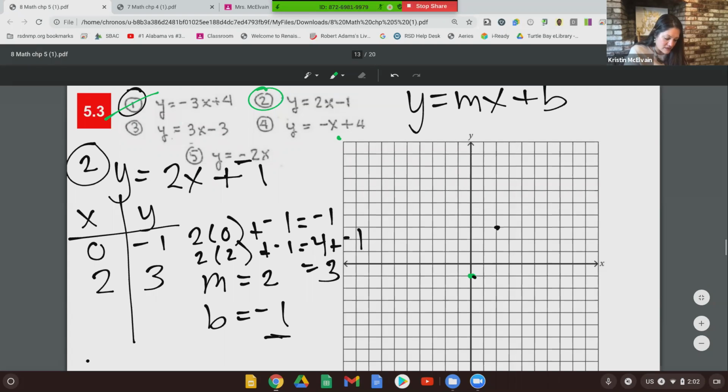Oh, well, I don't know. Does the black look good? Better than the green? It might be more bold. I don't know, because you guys can't tell me.